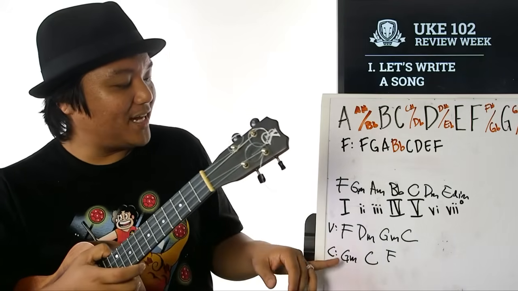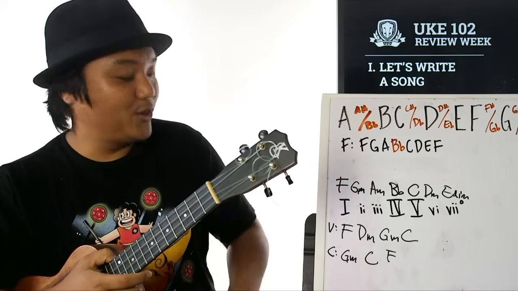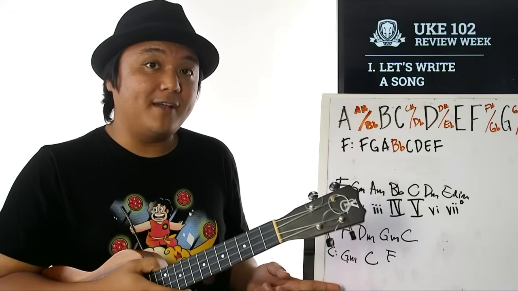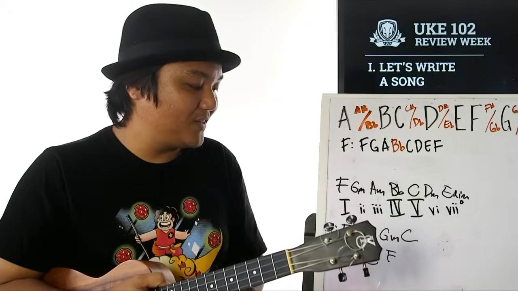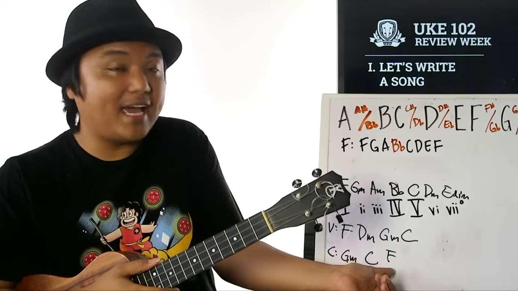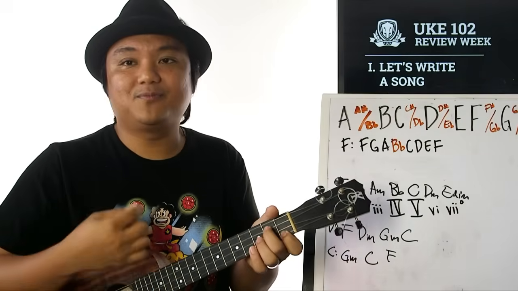So how do we do that if we have 3 chords on the chorus? What we're going to do is extend one of them to 2 bars. So maybe G minor for 1 bar, C for 1 bar, and F for 2 bars. So it's going to sound like this.